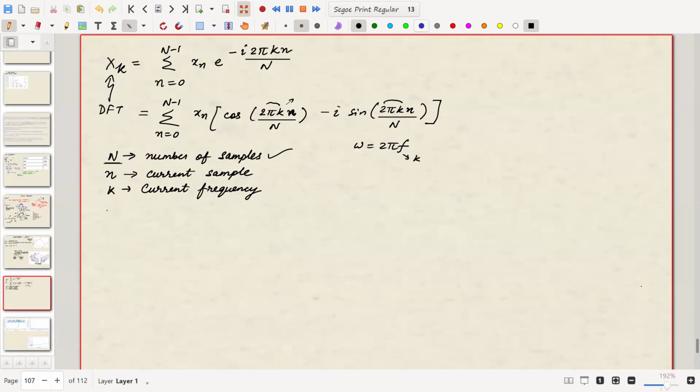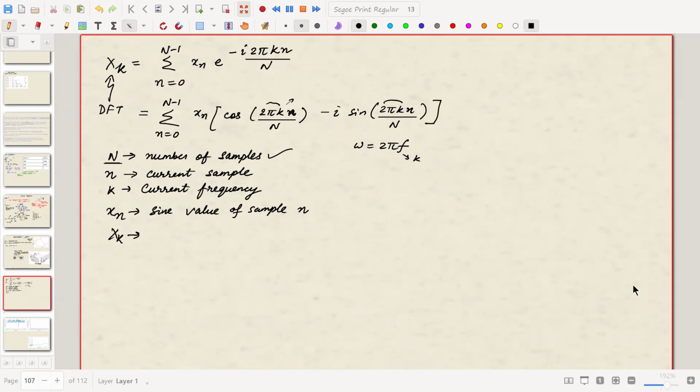What is x_n? X sub n is the signal value of sample n, that is, of the current sample.